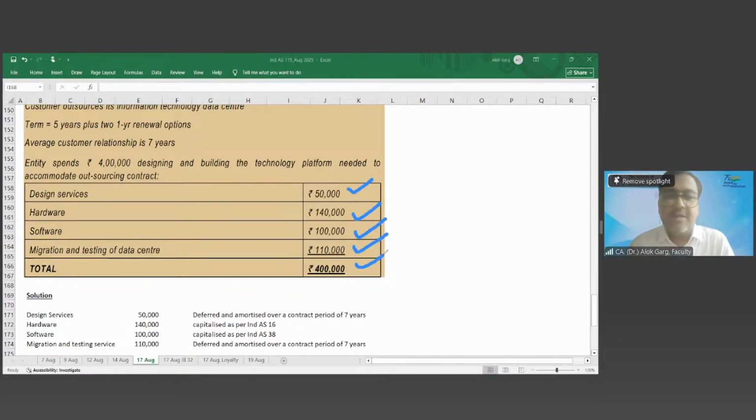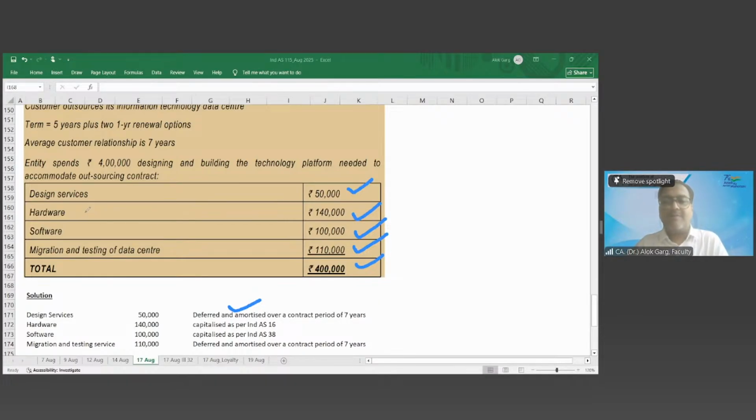Total is 4 lakh. Now tell me whether this design service is a sunk cost or a cost of fulfilling the contract. Cost of fulfilling the contract. So what is the treatment of this 50,000? Expense on day one or amortize over a 7 year period? Amortize over 7 years. So this design service has to be deferred and amortized over the contract period of 7 years. If you have to defer, what will you do? You will create a prepaid asset, right?